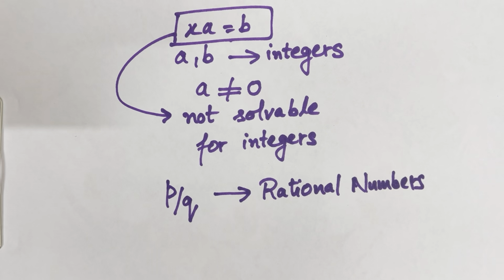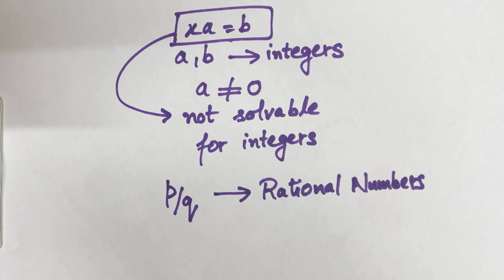If this is not solvable, we were introduced to the rational numbers, that is in the form of p by q. Now here if a and b are rational numbers, then the equation becomes solvable. So this way rational numbers were introduced. Here if we take Q as the extension for integers, Q is extended to R, you can say, having both rational as well as irrational numbers.